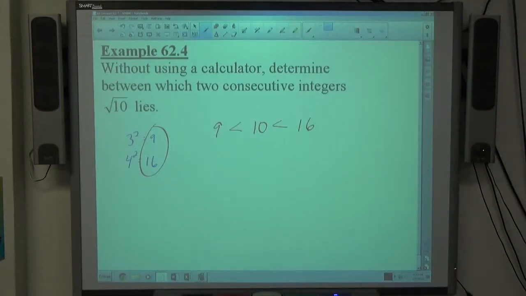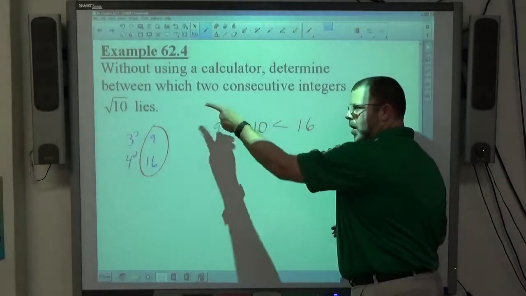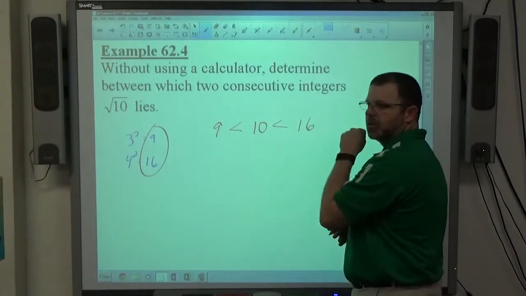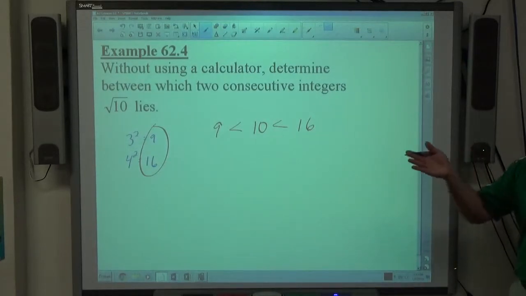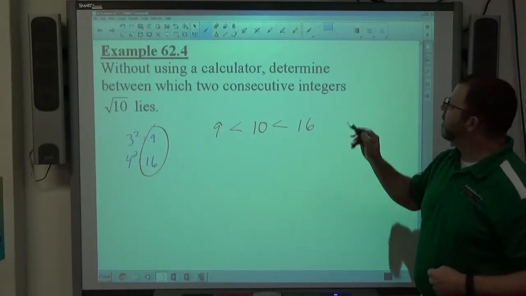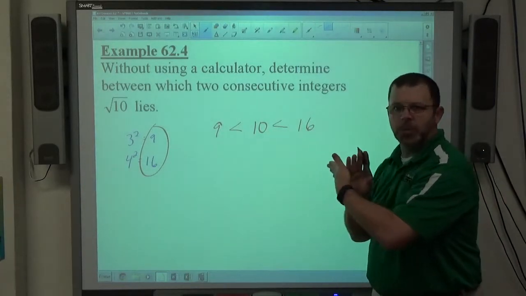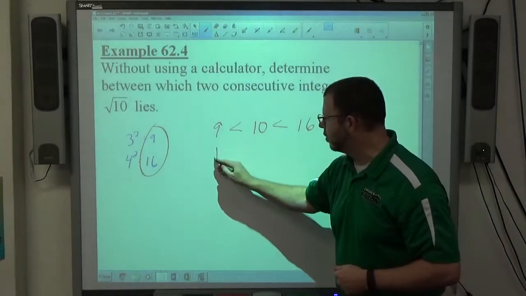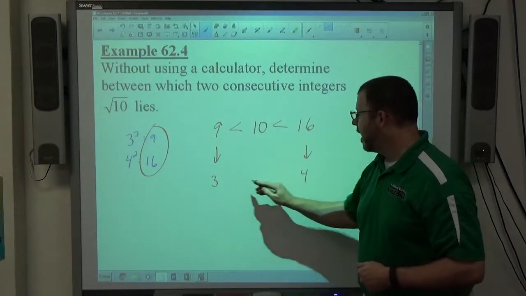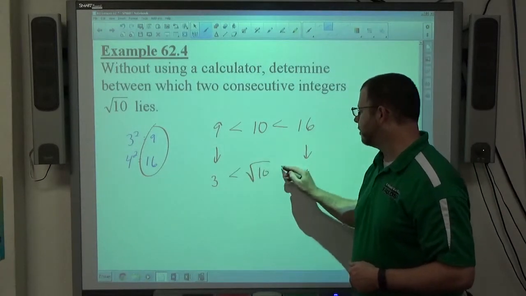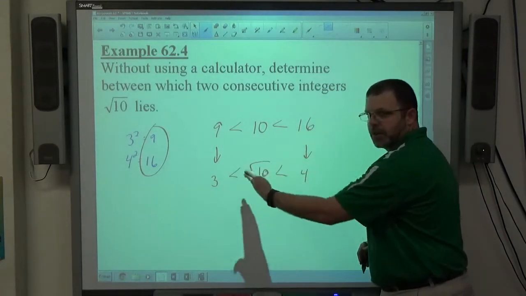Yes. Okay, and notice the way I wrote it: the smallest number, 9, is less than 10, the number in our square root symbol, which is less than the bigger number, 16. So that's showing that 10 is between 9 and 16, and if I take the square root of all 3 pieces of this, the relationship in size should remain the same. So the square root of 9 is equal to 3, the square root of 16 is equal to 4, and the square root of 10 is what we don't know, right? But just like that, I can see very clearly the square root of 10 is between 3 and 4.